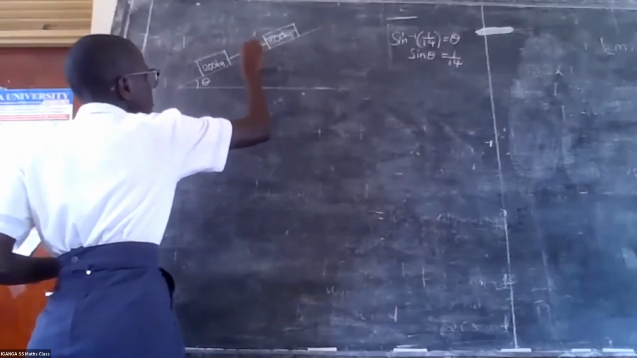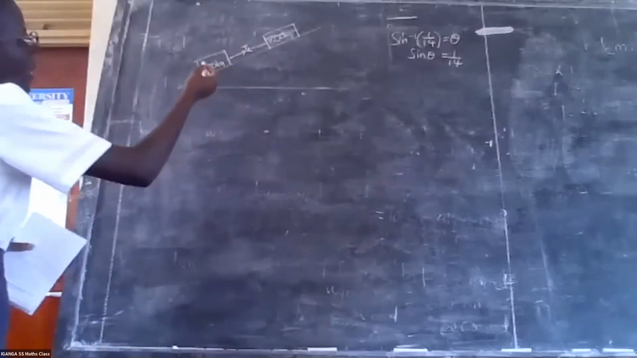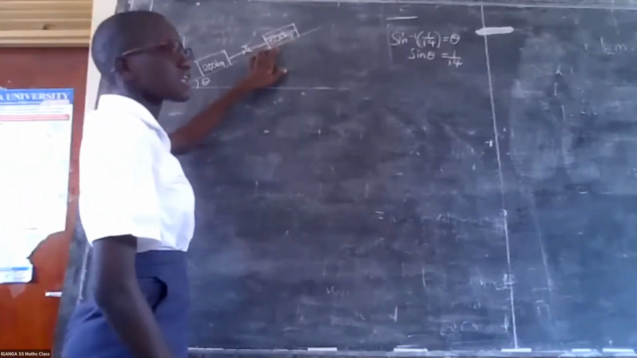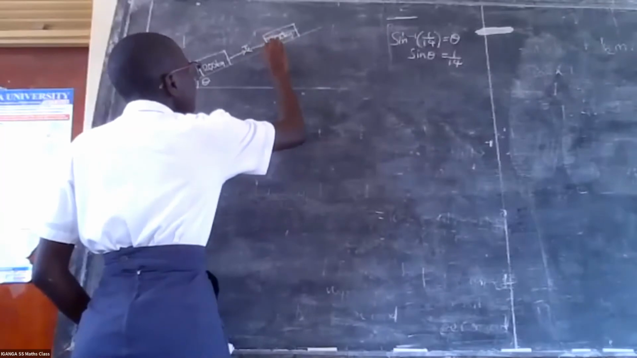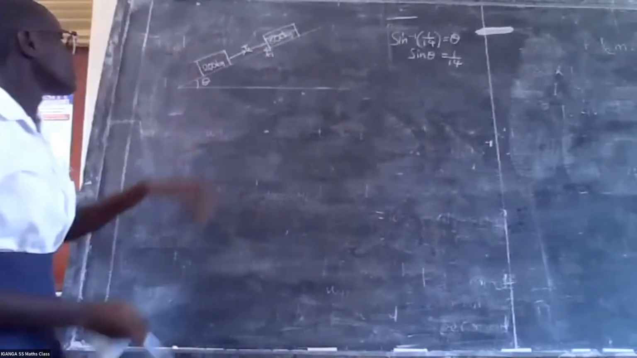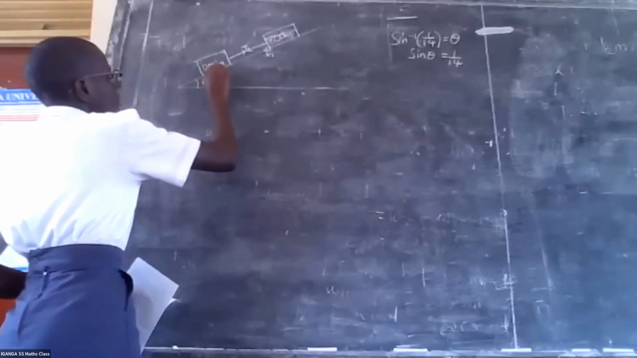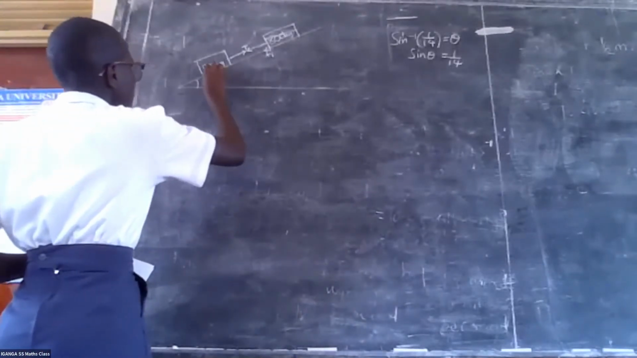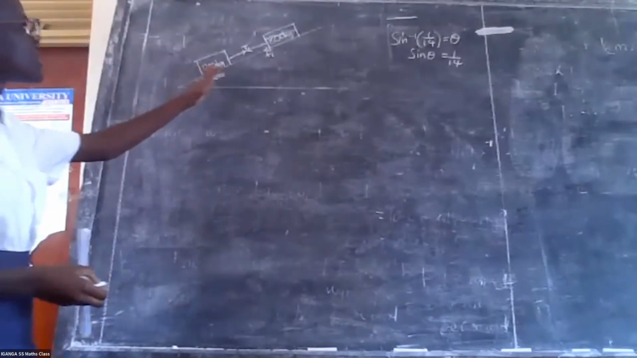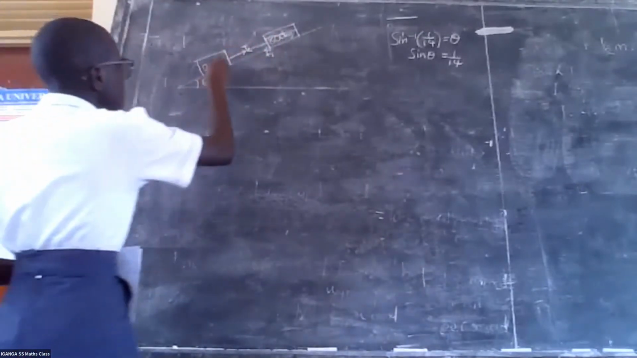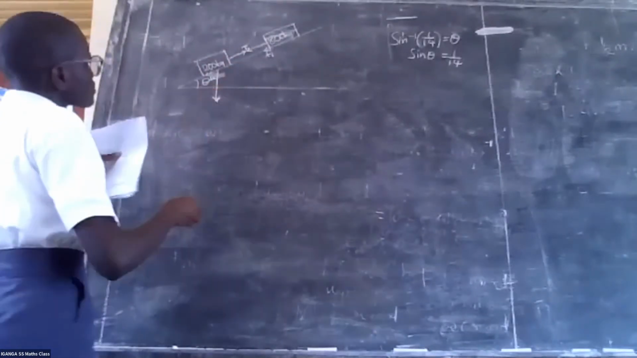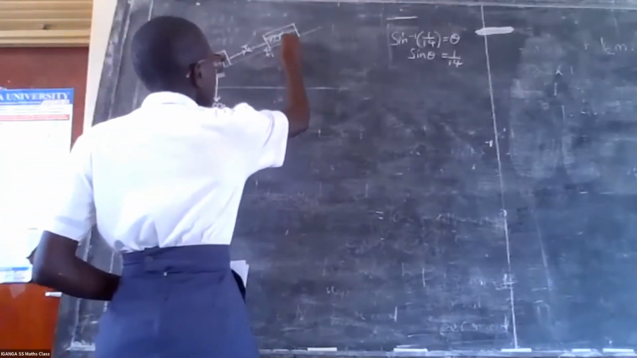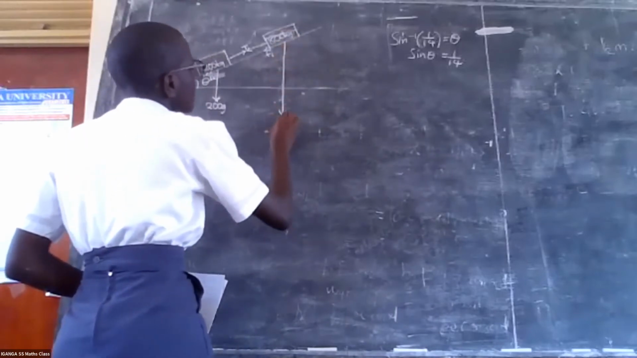So since this guy is pulling this, there's going to be tension in this string, which I'm going to call T. And since this is a rough plane, we have independent resistances. We have a resistance for this car, which I'm going to call F1, and a resistance on the trailer, which I'm going to call F2. These masses have weights: 200 g, where g is 9.8, and for this one 800 g.